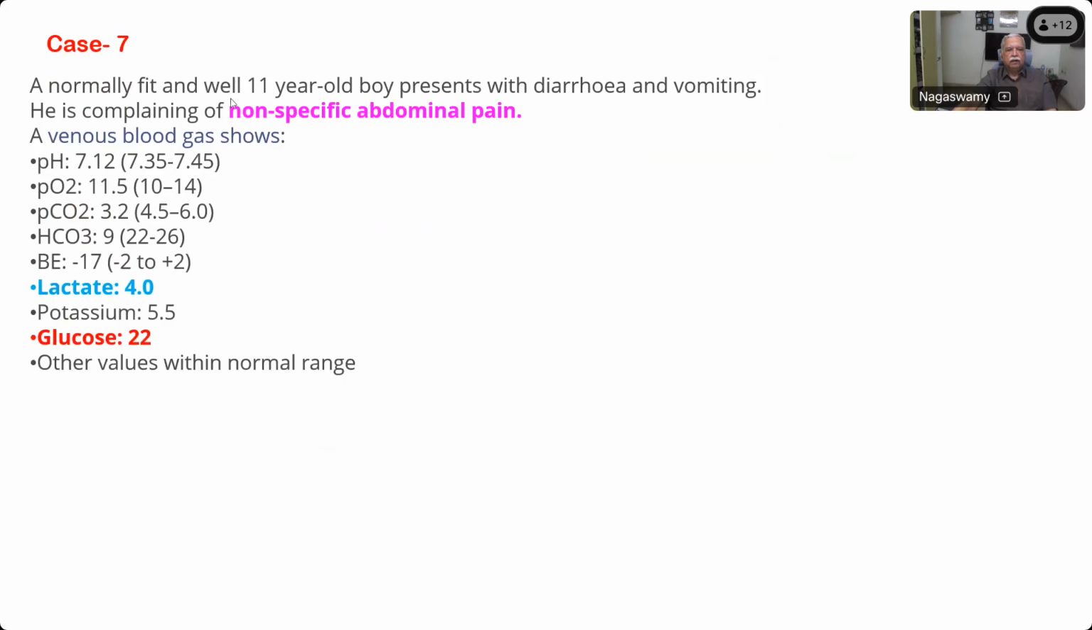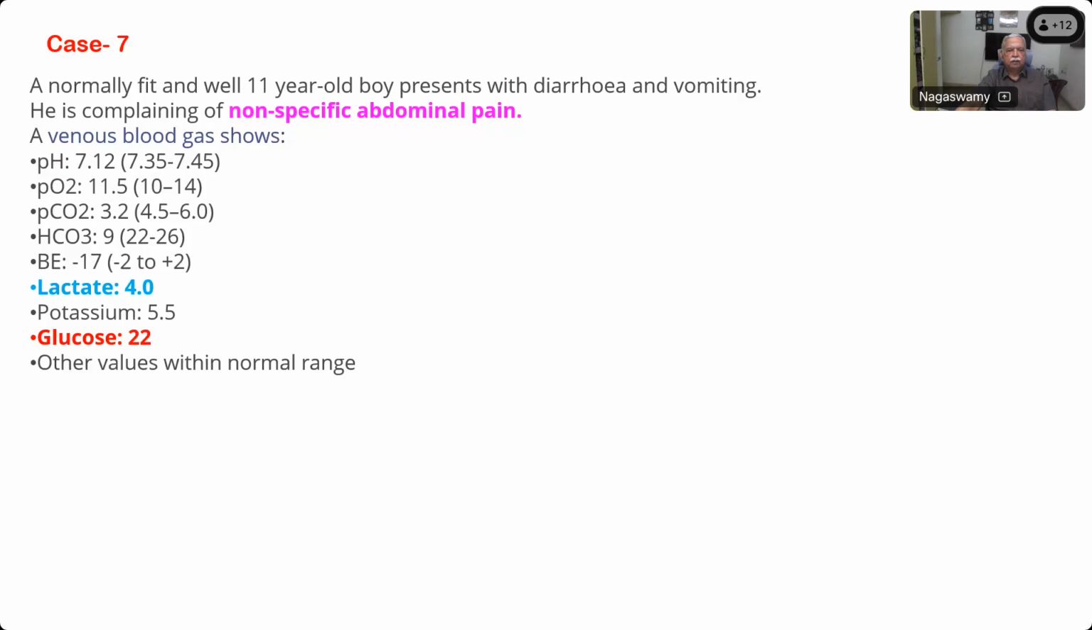A normally fit 11-year-old boy presents with diarrhea and vomiting. He is complaining of non-specific abdominal pain. A venous blood sample has been taken. It shows a pH of 7.12, CO2 slightly low, bicarb grossly low. Base deficit is also very high. Lactate is 4, potassium is 5.5, and glucose is 22 millimoles. Other values are within normal range.